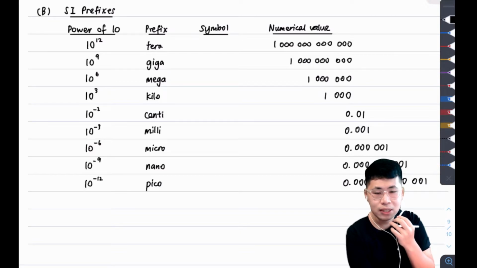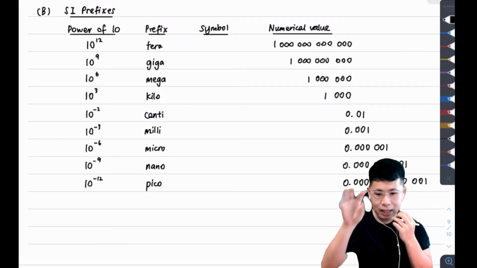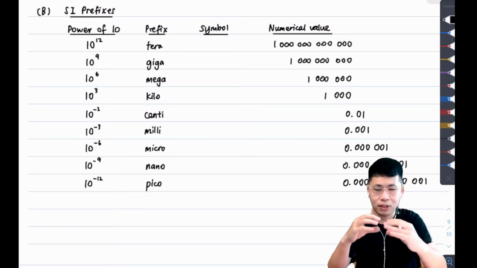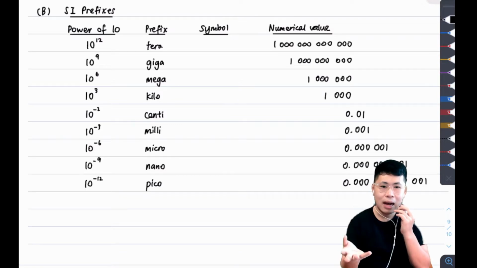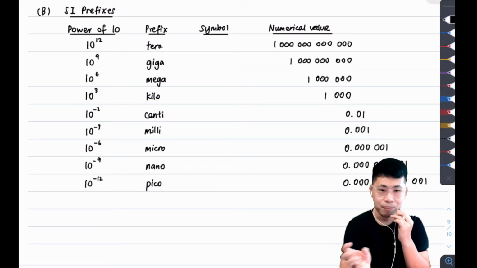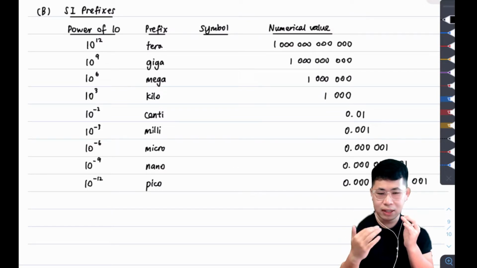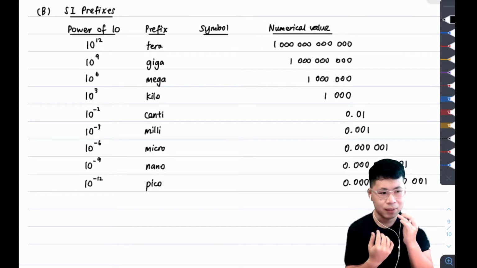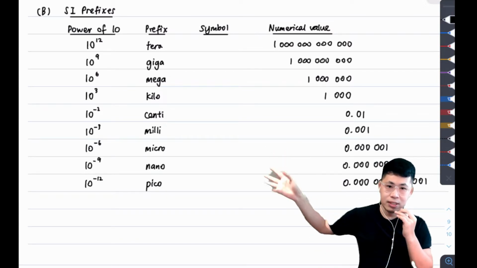So we will be using these words, these prefixes. Prefix means it's attached to the front of a quantity. So milligram, megabyte, kilometer, the prefix will be in front. You fix the thing in front, and then it will tell you roughly the number or the size of the thing. So let us take a look at what prefixes we have.